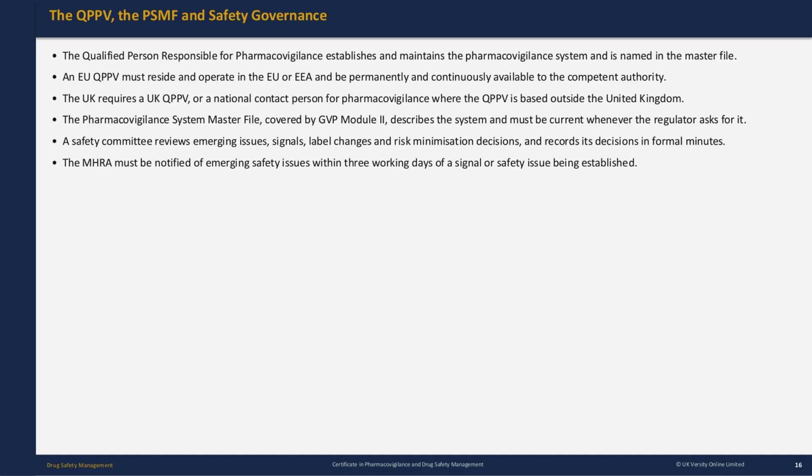The QPPV, the PSMF, and safety governance. The qualified person responsible for pharmacovigilance establishes and maintains the pharmacovigilance system and is named in the master file. An EU QPPV must reside and operate in the EU or EEA and be permanently and continuously available to the competent authority. The UK requires a UK QPPV or a national contact person for pharmacovigilance, where the QPPV is based outside the United Kingdom. The Pharmacovigilance System Master File, covered by GVP Module 2, describes the system and must be current whenever the regulator asks for it.